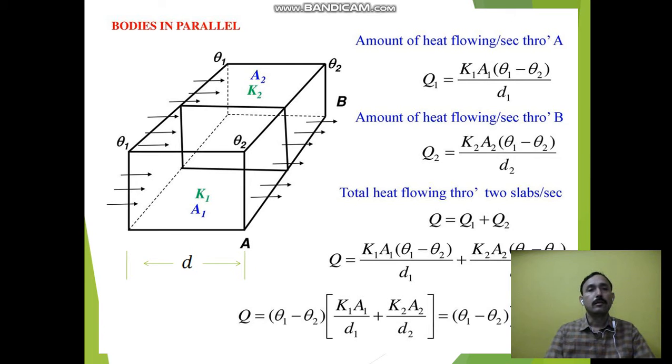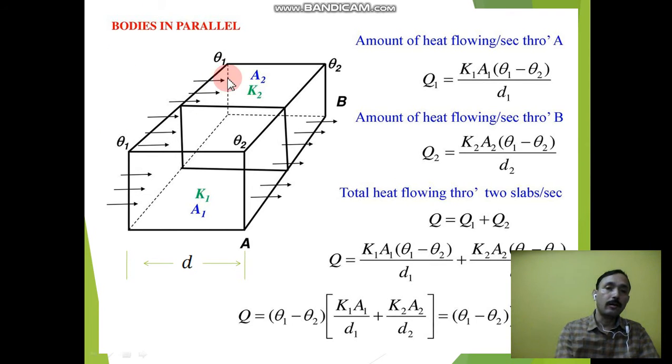When the two bodies are in parallel, here in this picture the slabs A and B are in parallel. The heat is flowing from this left end to the right end. Suppose the body A has surface area A1 and the body B has surface area A2, exposed to the heat directly. K1 and K2 are the thermal conductivities of the body A and B respectively.